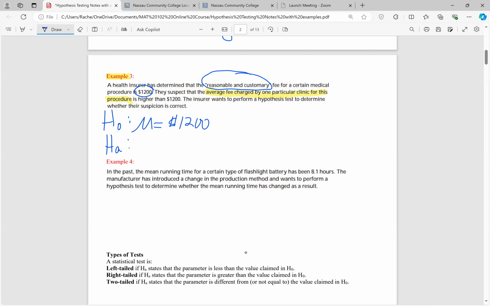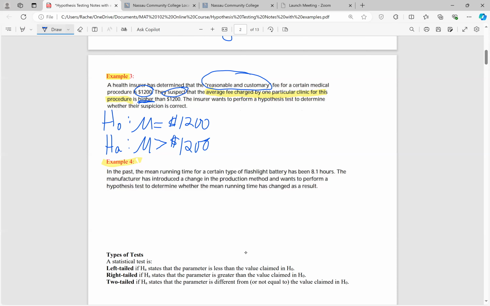But now there's a suspicion that the average fee charged by one particular clinic for the same procedure is higher than 1,200. So the alternative would be that the mean price of this procedure is higher than, or greater than, $1,200. And that would be my null and my alternative hypotheses. Let's do one more just to make sure we're really comfortable. And we're going to do this for every single test that we perform.